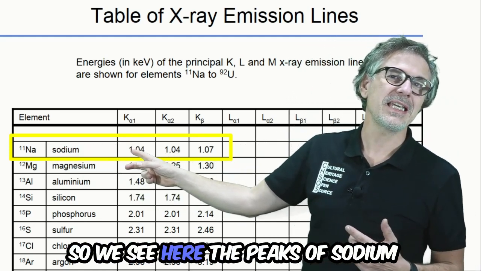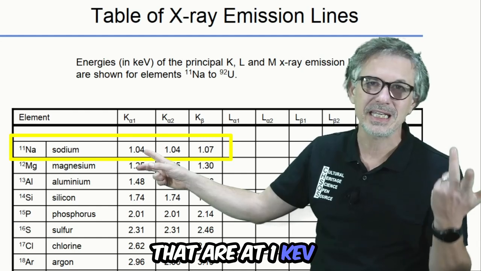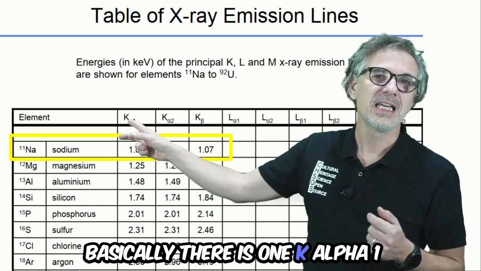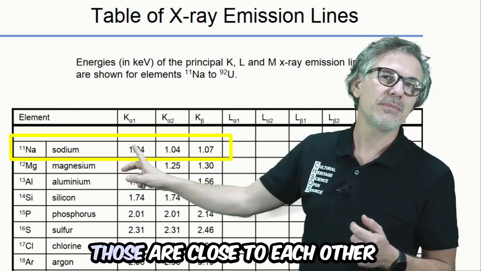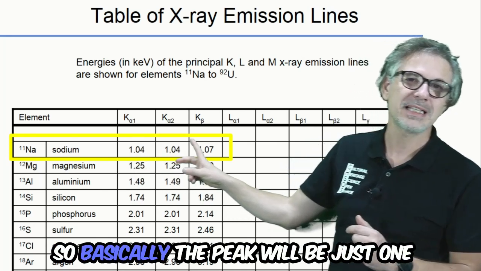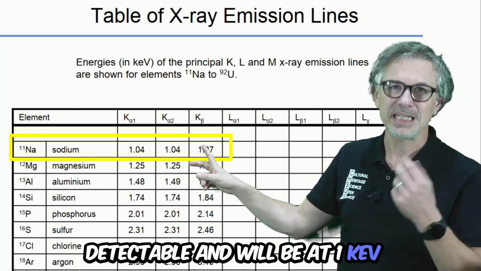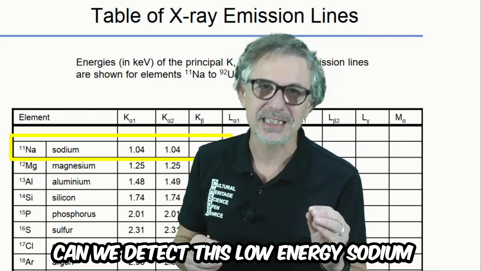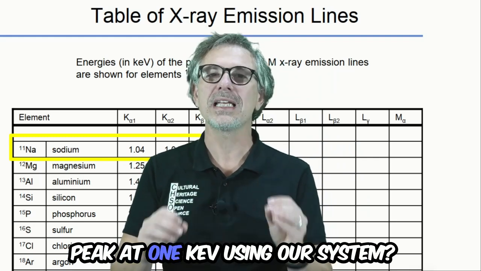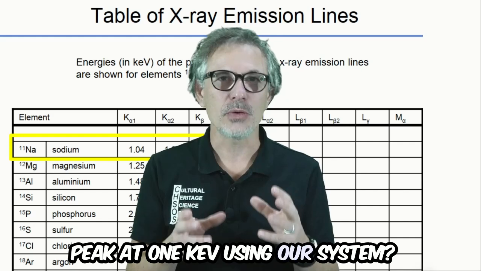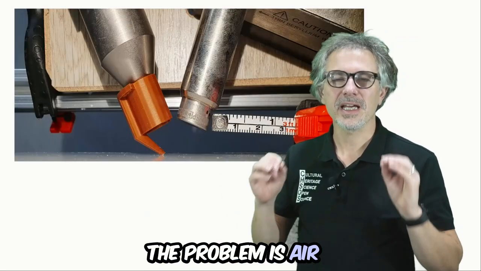So we see here the peaks of sodium, which are at 1 keV, basically. There is a K alpha 1, K alpha 2, and then the K beta. Those are close to each other, so basically there will be just one detectable peak, at 1 keV. Can we detect this low energy sodium peak at 1 keV using our system? Basically we can't. The problem is air.